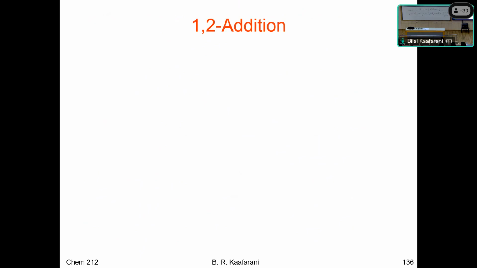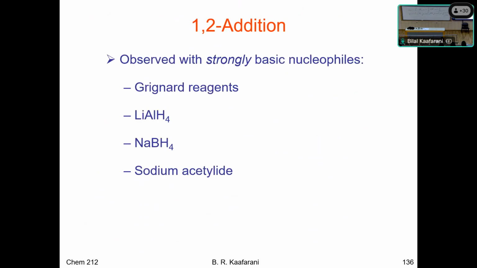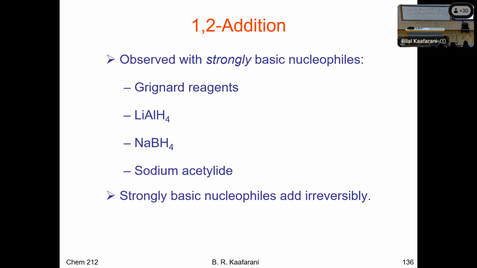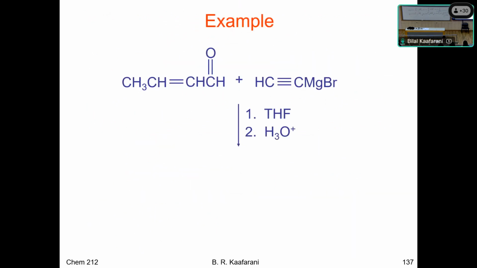So what are the nucleophiles that undergo 1,2 addition? Grignard reagents, lithium aluminum hydride, sodium borohydride, and an alkynylide. Strongly basic nucleophiles add irreversibly. For instance, I have this alpha beta unsaturated system. I have acetylide first in THF, then H3O plus. Remember, first THF, because you don't want to quench your Grignard. So C minus is attacking the carbon, you get O minus. Because it is an acetylide, you have 1,2 addition.